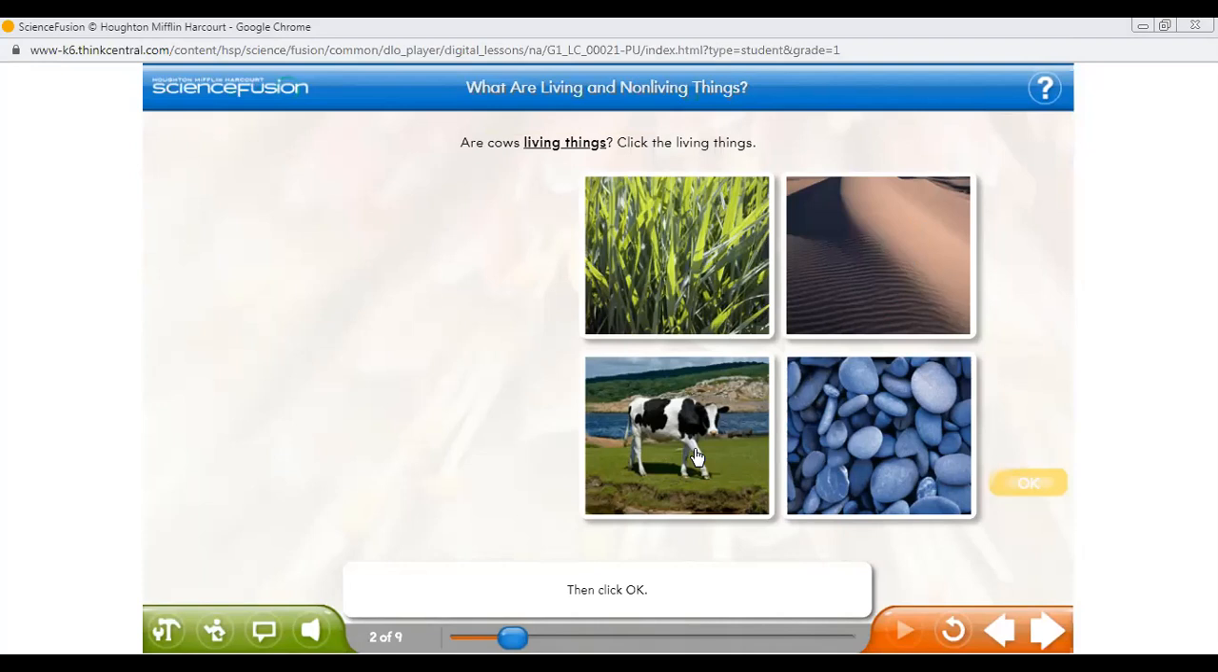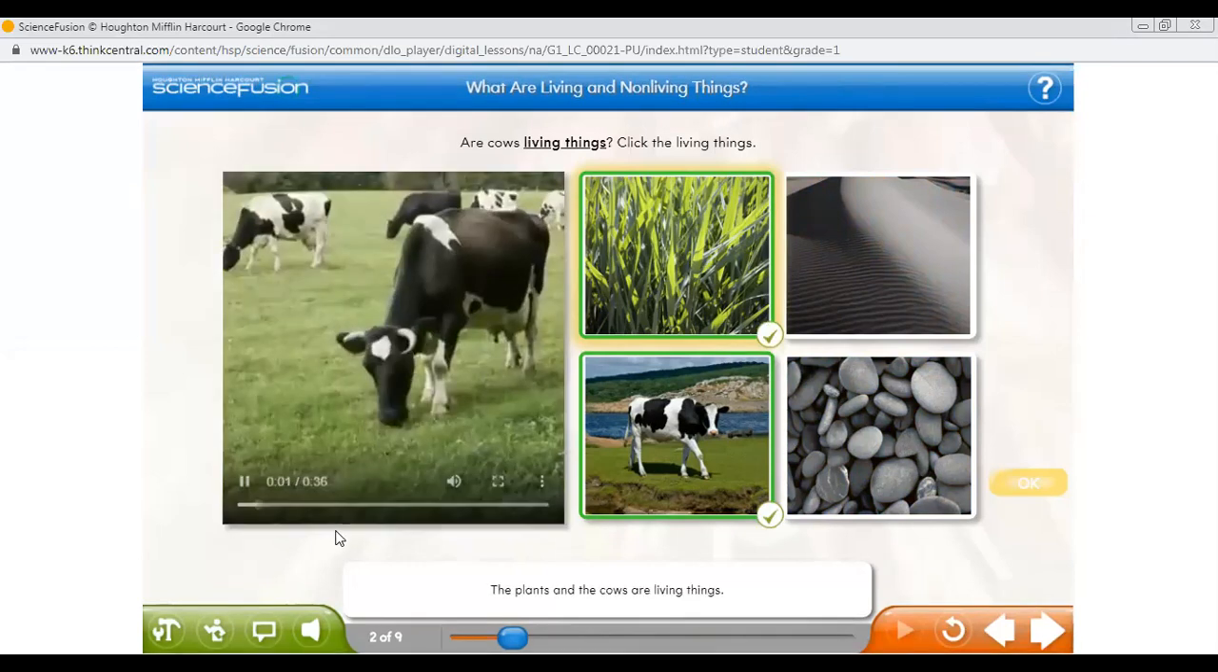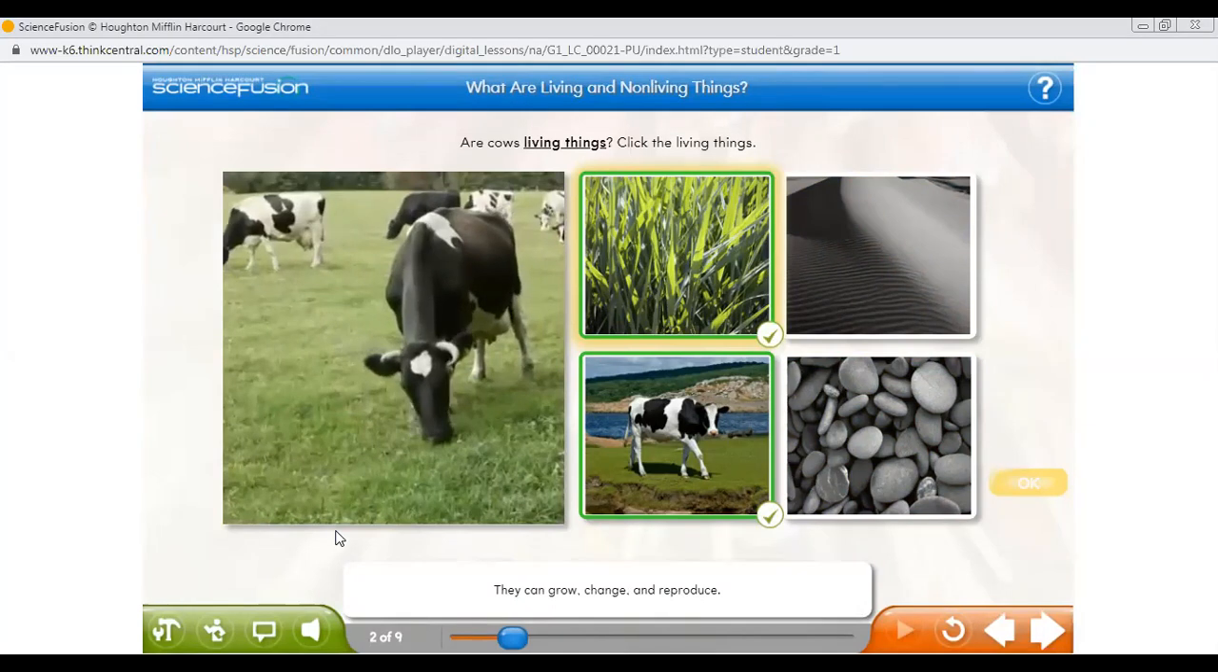What about the cow? Is a cow a living thing? Very good, Murad. Yes, the answer is correct. So a cow is a living thing. So grass is a living thing and also a cow is a living thing. The plants and the cows are living things. They can grow, change, and reproduce. They need food, water, air, and space to live.